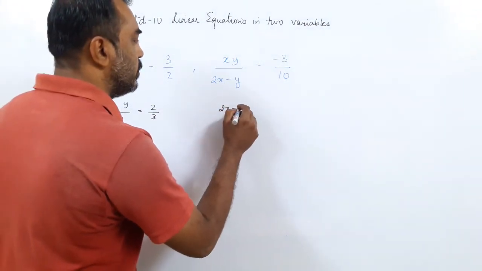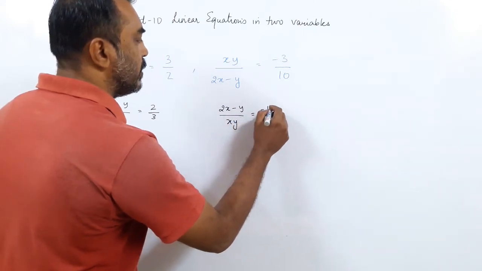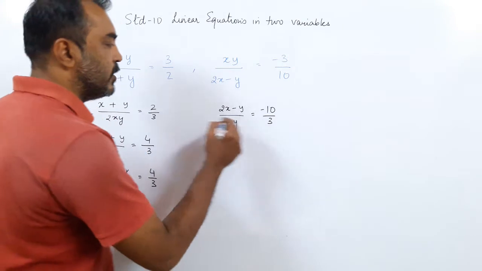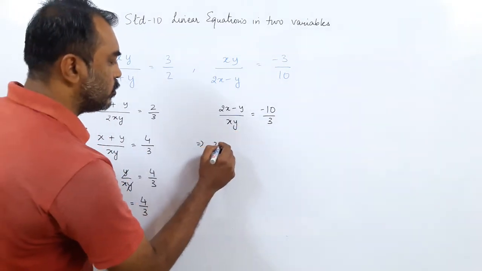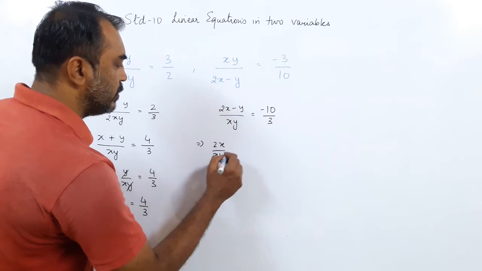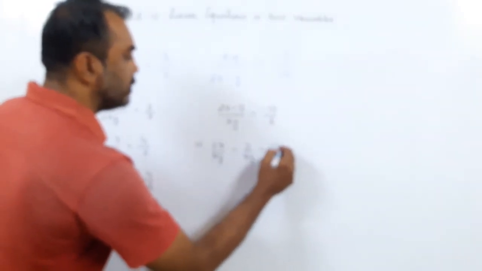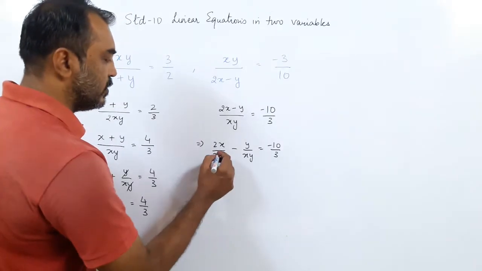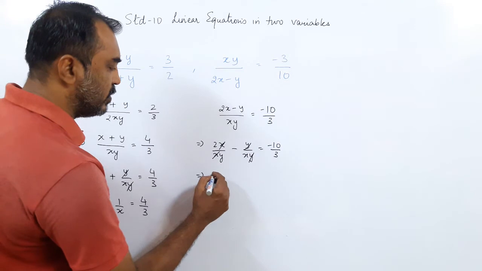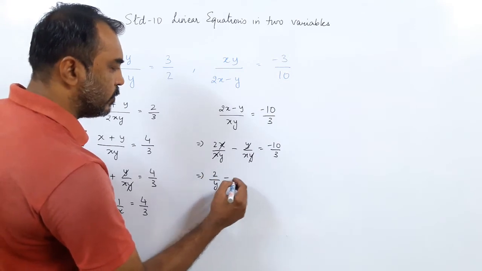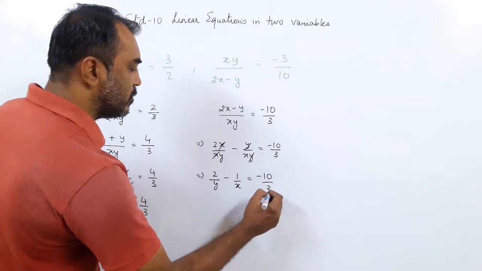Taking the reciprocal, 2xy upon xy equal to minus 10 upon 3. Now here I am not going to change anything because it's already xy. So 2x upon xy minus y upon xy equal to minus 10 upon 3. The x and x gets cut, the y and y gets cut. So what are we left with? 2 upon y minus 1 upon x equal to minus 10 upon 3.